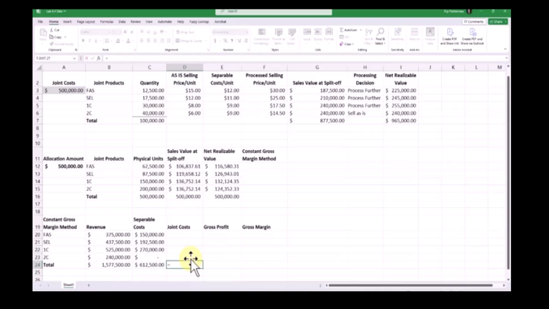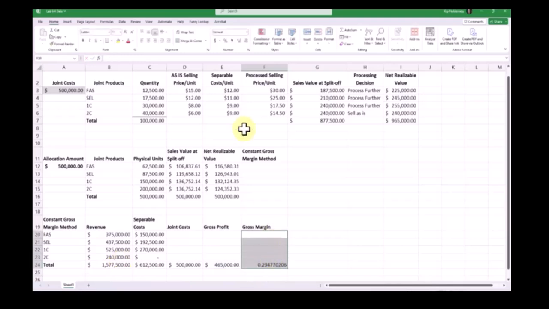Now we're going to fill out row 24. Our total joint costs are equal to A12. Our gross profit is equal to our revenue minus our separable costs minus our joint costs. And our gross margin is equal to our gross profit divided by our revenue. And we're going to make this column a percent. So 29.48% is our gross margin. So under the constant gross margin method, we need to ensure that each product has a gross margin of 29.48%. So let's go ahead and use a formula to do that.